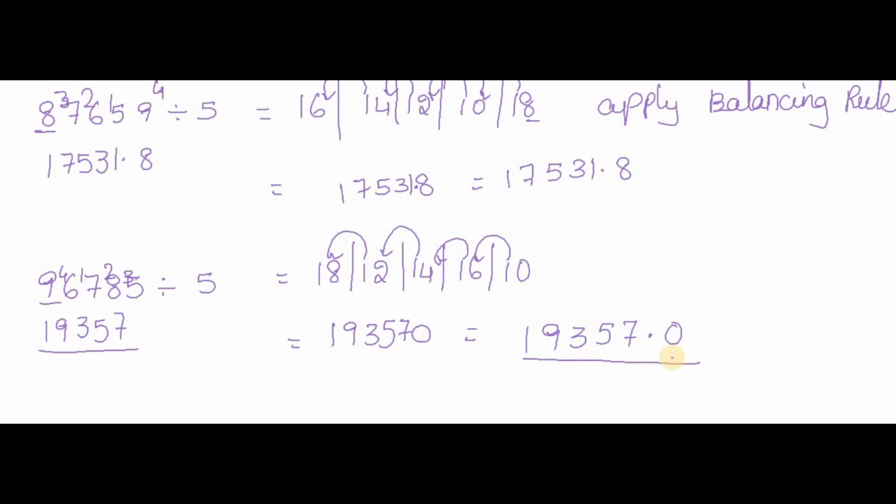Okay students, so we just saw what to do if the digits of the dividend are less than 5, and also what to do if they are more than 5. Is it clear to you all now?